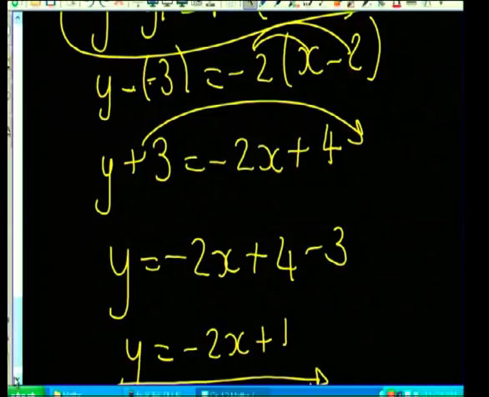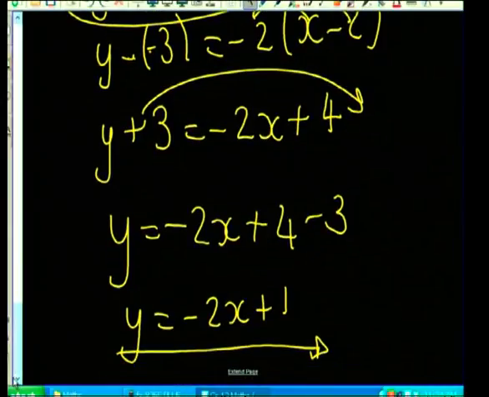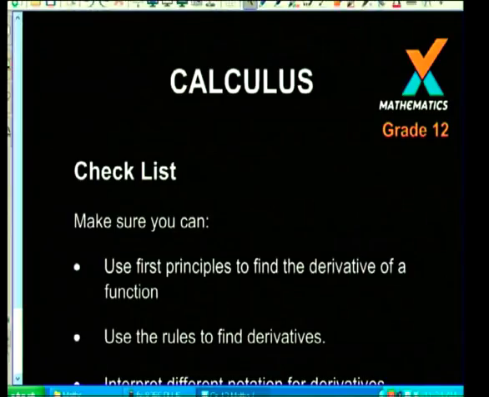And there, we collect all our like terms, and our equation is y equal to minus 2x plus 1. Now guys, we've gone through basically most of calculus, but we need to now go back to our checklist and see, have we done everything? And most importantly, do you understand?